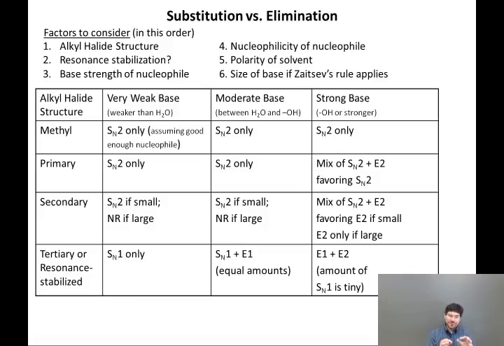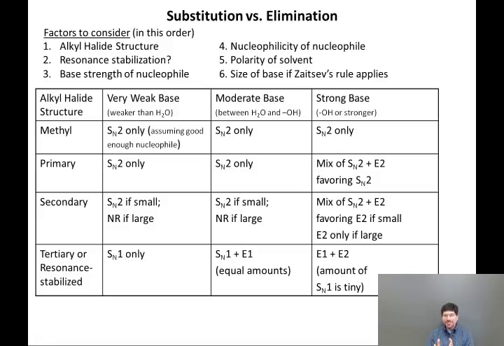And when I'm in the row for tertiary, I wrote tertiary or resonance stabilized, because resonance stabilized secondaries, or even in some special cases like benzylic, resonance stabilized primaries will react like tertiaries in that they can go through carbocation mechanisms. So with a very weak base, weaker than water, Cl minus, Br minus, you will get exclusively SN1 substitution, because we don't even have a base that's strong enough for E1 elimination.